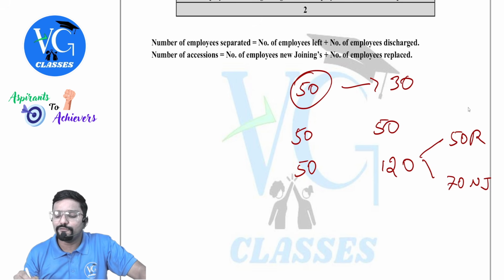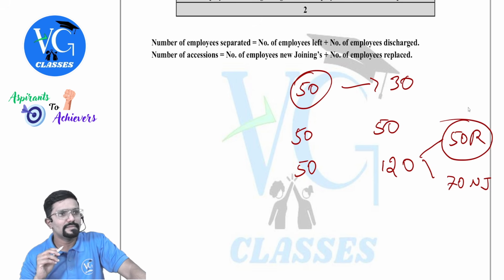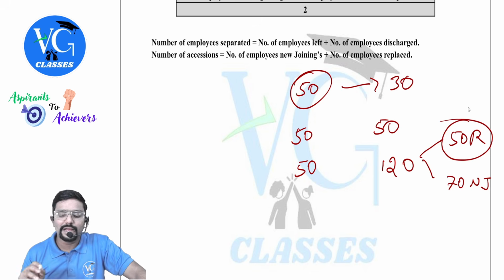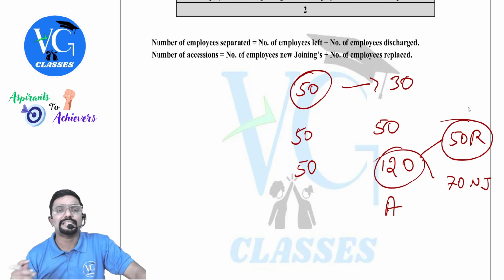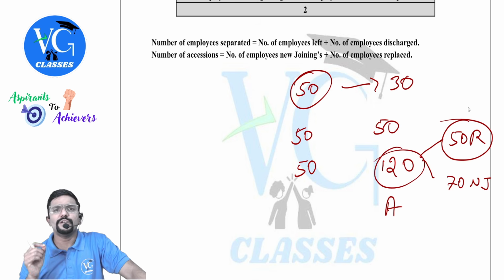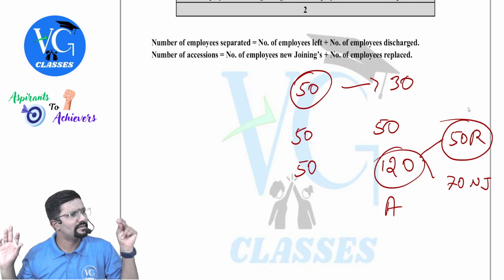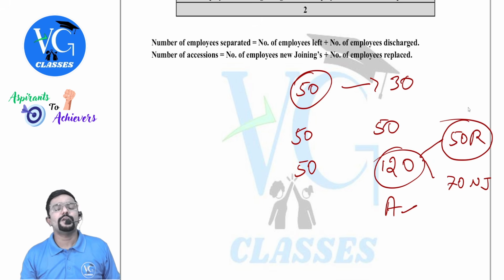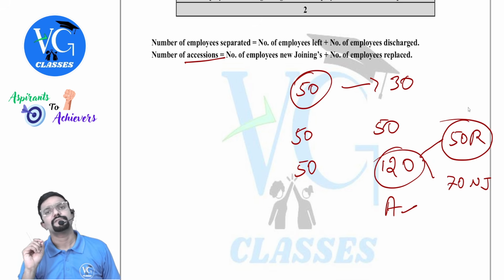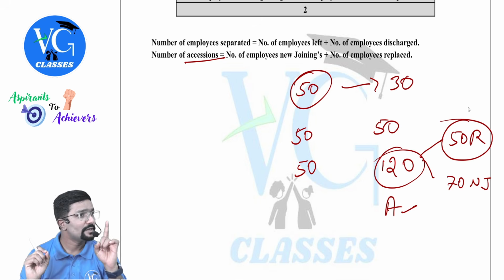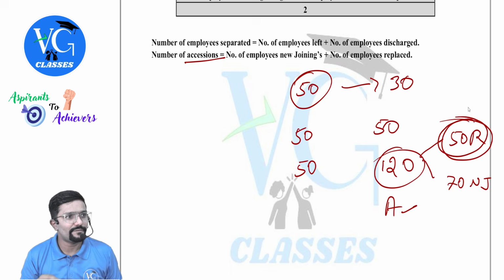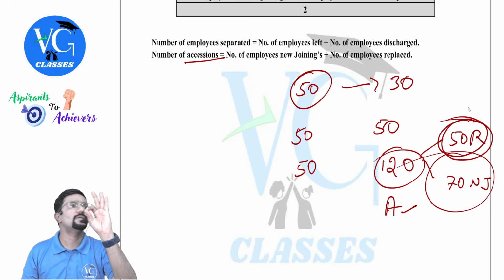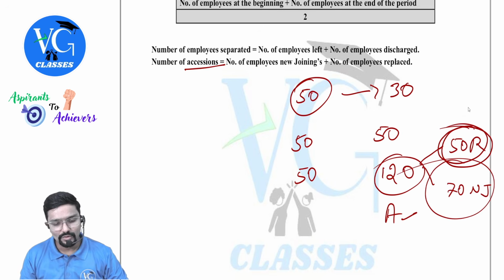In one formula, I will use only replacement. In another formula, I may use the full 120. The full 120 is called accessions: the total number of new joins, including replacement. Due to replacement, how much? 50. Completely new workers due to expansion, how much? 70. Hope you understood.